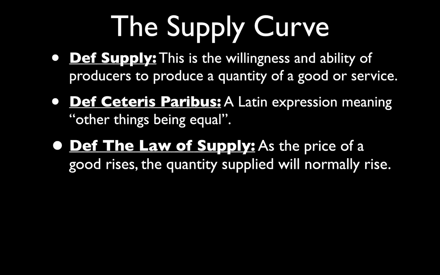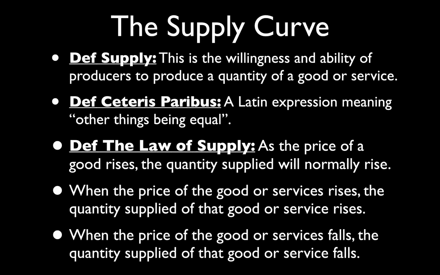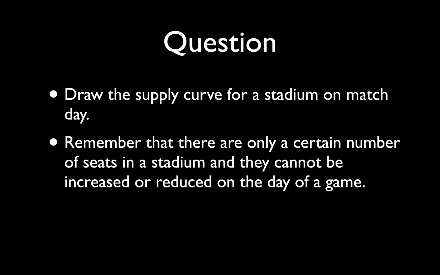So the law of supply, which we've just looked at in two separate situations of goods that obey the law of supply: as the price of a good rises, the quantity supplied will normally rise. When the price of a good or service rises, the quantity supplied of that good or service rises, and when the price of a good or service falls, the quantity supplied of that good or service falls. Now, this is what I want you to think about. What would this supply curve look like? And here's a clue, it's going to break the law of supply.